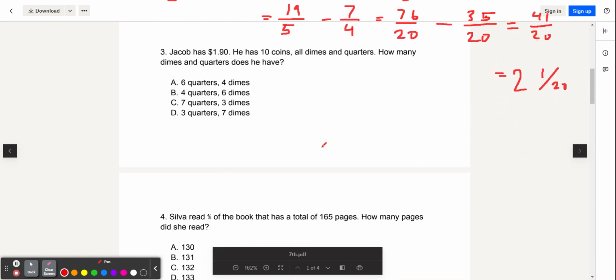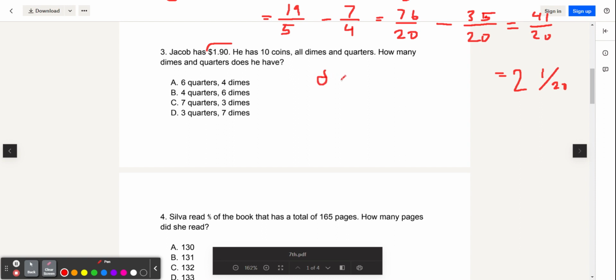our next question. Jacob has $1.90. He has 10 coins, all dimes and quarters, to equal this amount. How many dimes and how many quarters does he have? We can set up a system of equations.